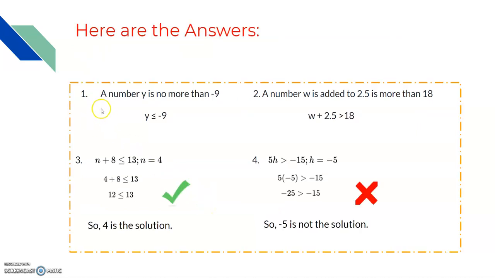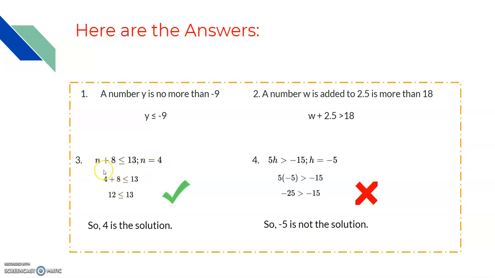For number 1, we have a number y is no more than minus 9. A number y and is no more than is this sign and minus 9. A number w is added to 2.5 is more than 18. W plus 2.5 is greater than 18. Now we have n plus 8 is no more than 13 and n's value is 4.